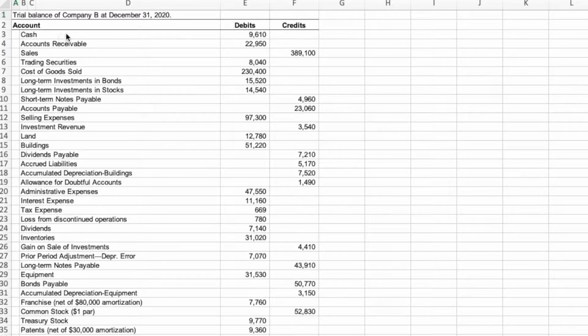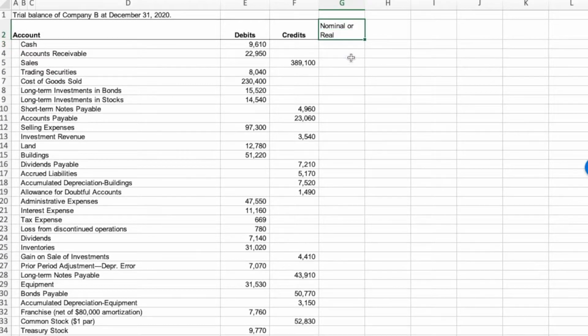Because of that, the first thing we're going to do is take our trial balance here and assign each one of these accounts. We're going to first figure out whether this is a nominal or real account. So that is what our first determination is going to be, and we're going to assign those. So let's start here with cash. Cash is a real account.